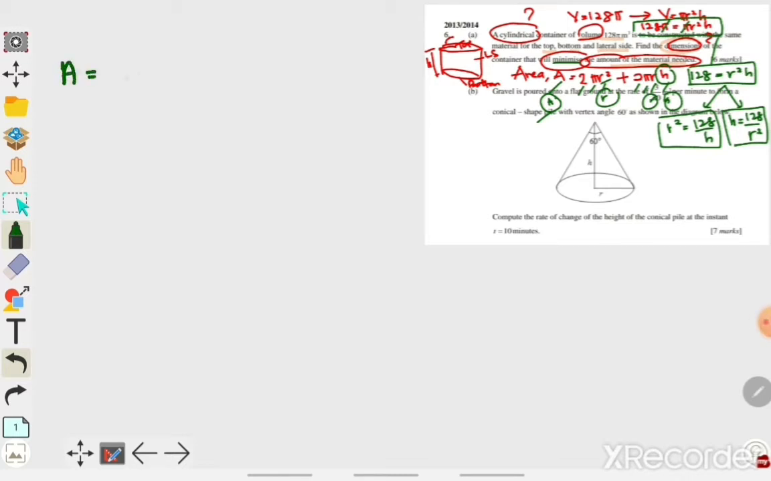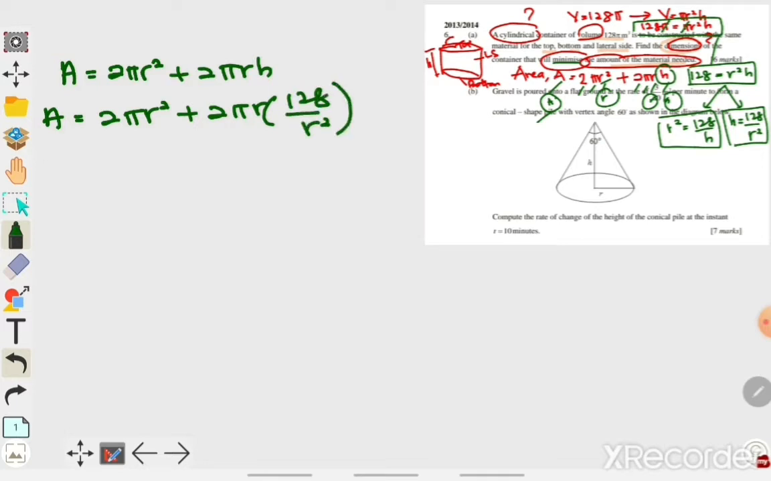Equation of area equals 2 pi r squared plus 2 pi r h. Now we change it: A equals 2 pi r squared plus 2 pi r, and h now is 128 divided by r squared. Next, A equals 2 pi r squared plus 256 pi divided by r. Now this equals r to the power negative 1. Now you can differentiate this equation of A with respect to r.